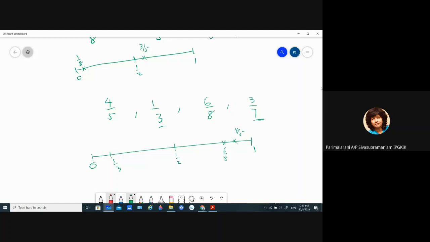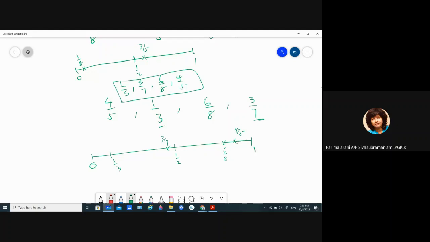And then we have the last fraction, 3/7. Half of 7 is 3.5. So we know that 3/7 is less than half, but it's close to half. So straight away we have ordered this. This will be 1/3, 3/7, 6/8, 4/5. Okay, without using any calculations, just by using mathematical reasoning, we have ordered this.